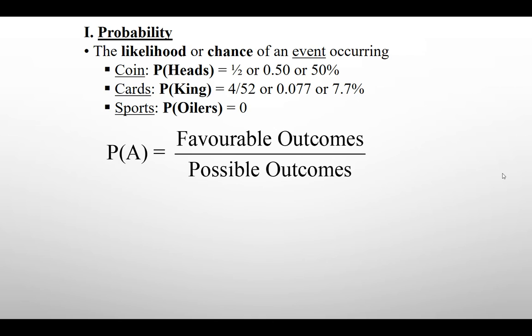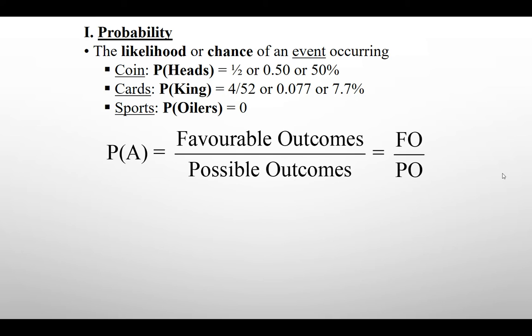As for the deck of cards, you have 52 possible outcomes because you have 52 unique cards. If I want to draw a king from the deck of cards, the number of favorable outcomes is the number of ways I can actually get what I want, which is a king, and that is 4. Therefore, the probability of drawing a king would be 4 divided by 52.